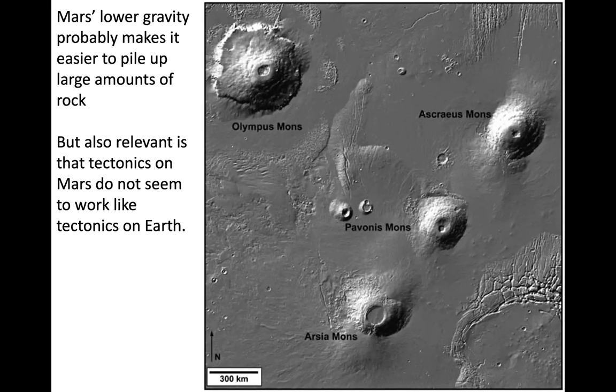There's another aspect to it, which is that the geologic activity on Mars seems to work in a fundamentally different way than the geologic activity on Earth. And this has to do with something called plate tectonics, which is important for Earth, but seems not to be operating on Mars. Now, what do I mean by that?